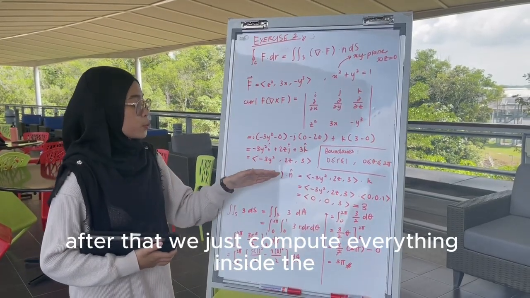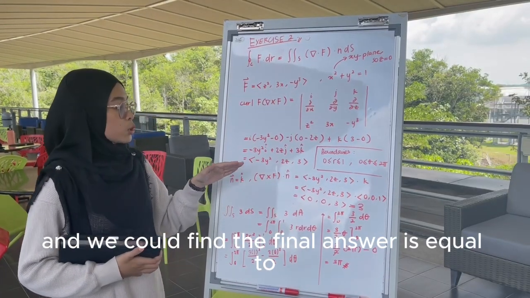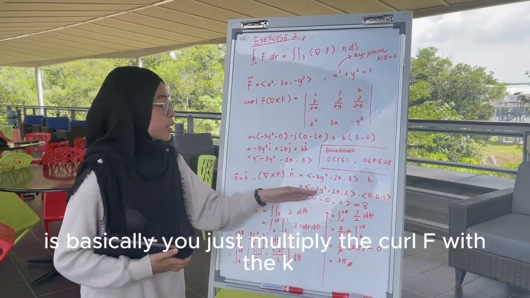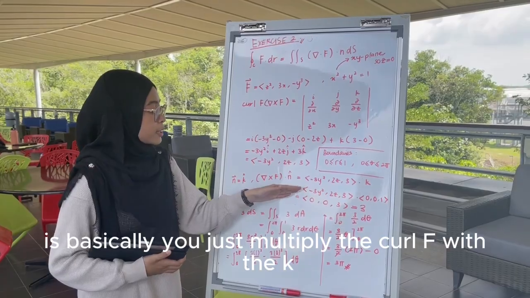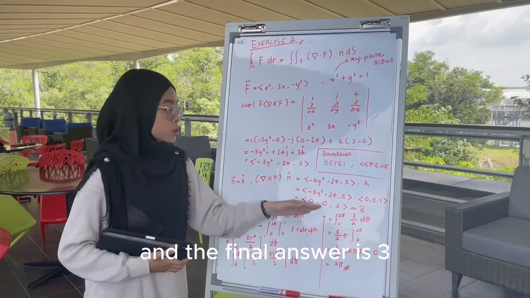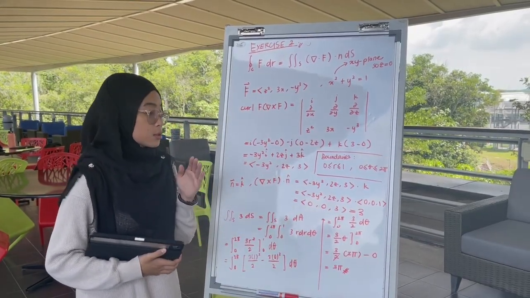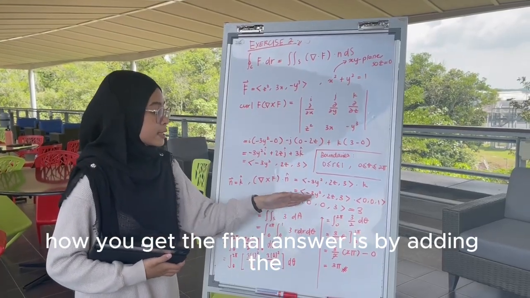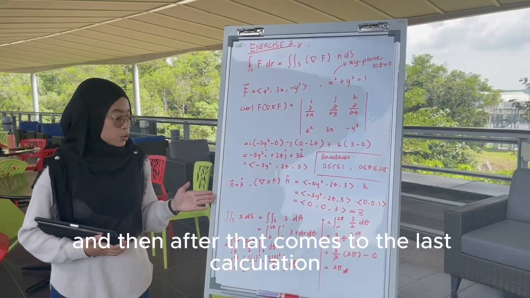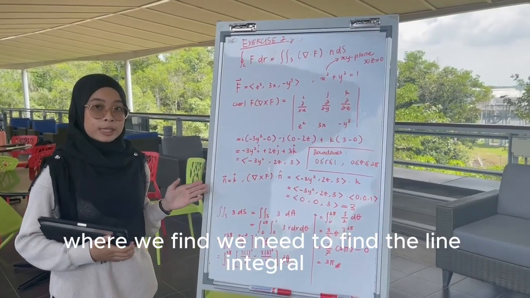After that, we compute the dot product, and we find the result is 0, 0, 3. How I got 0, 0, 3 is you just multiply the curl F with k, and you get 0, 0, 3, and the final answer is 3. You get the final answer by adding 0 plus 0 plus 3. Then the last calculation is where we need to find the line integral.